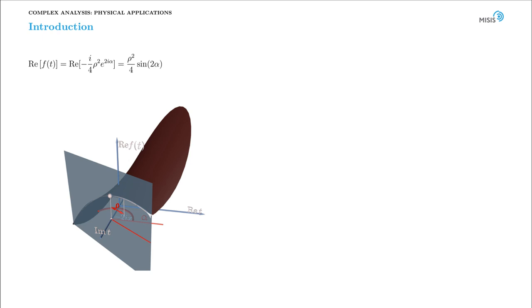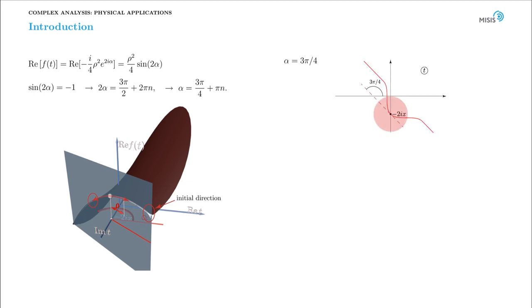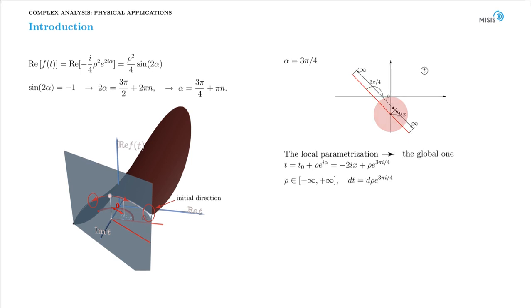So we choose alpha such that sine of 2 alpha is equal to minus 1, and the trigonometric equation is trivially solved. Here integer n reflects the fact that the saddle can be passed in two possible directions. In our case, direction 3 pi by 4 is obviously the right one, as it corresponds to the general direction of motion along the contour. And we turn it into a straight line. The local parameterization, therefore, becomes the global one for the entire contour.